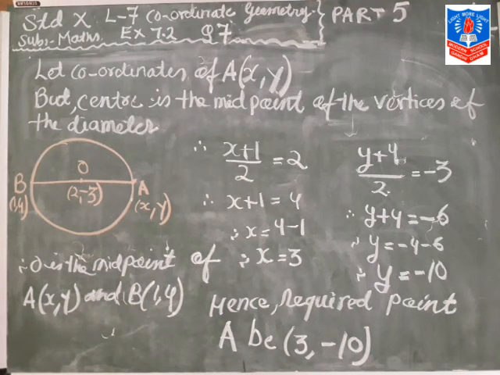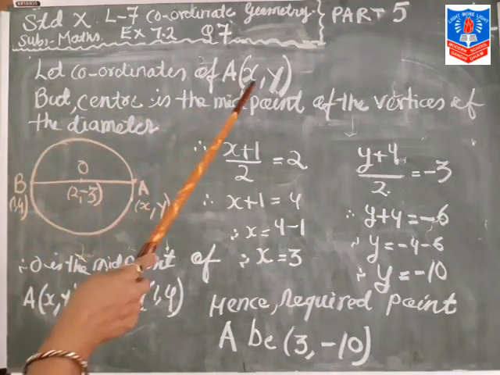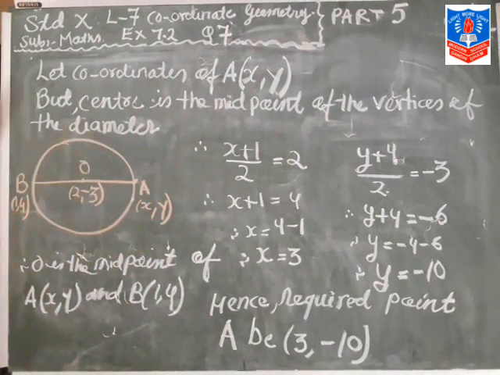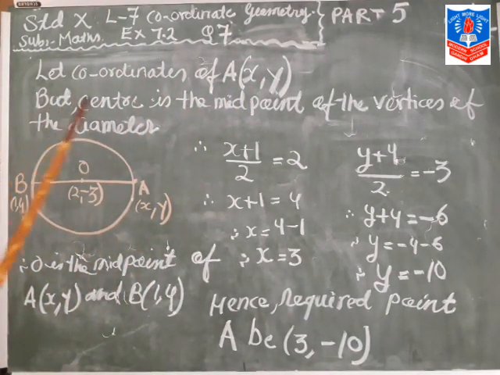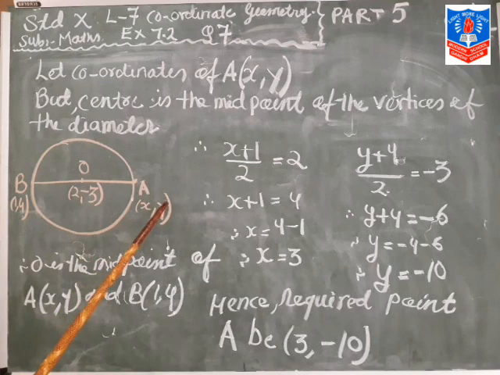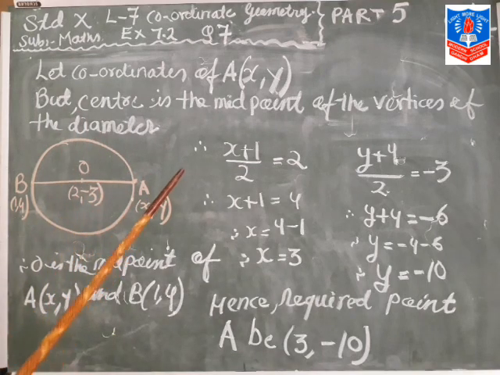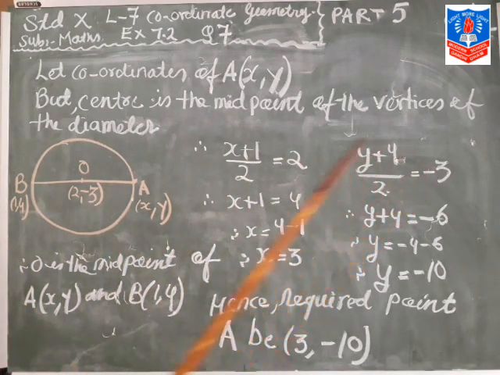Clear? Now let the coordinate of A be X and Y. Here it is given X and Y; we are assuming, because we have to find it. The center is the midpoint of the vertices of the diameter. And A is (X, Y). So now what will we write? (X + 1)/2 and (Y + 4)/2, and the center is 2 and the other is minus 3.